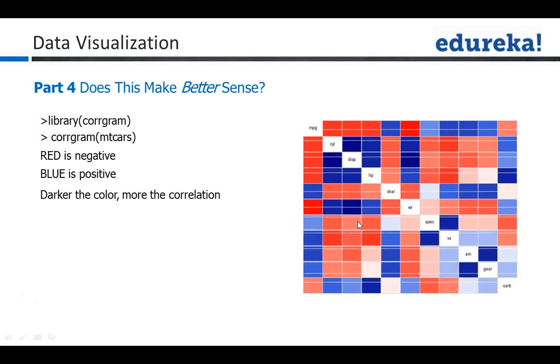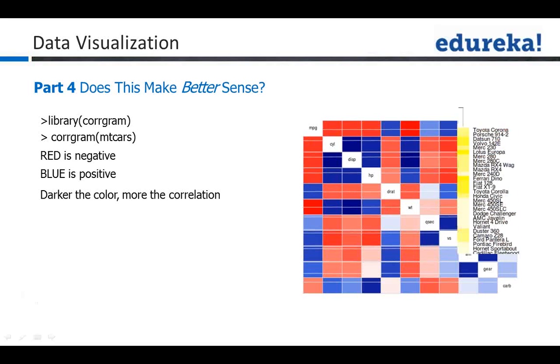The darkest blue, let's say the third row, second column, which is the correlation between cylinder and displacement, is very high. And that makes sense, right? Similarly, the correlation between weight and displacement is very high. So the blues are positive. The darker the blue, the more positive it is. And red is negative. The darker the red, the more negative the correlation.